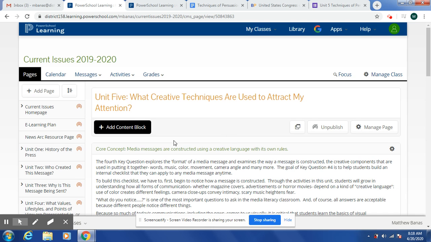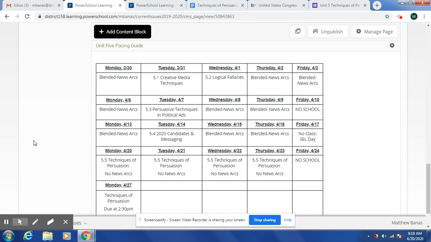All right, current issue students, we are at the end of Unit 5. So good work. We have no news arcs this week. We have our end of the unit project, which I'll talk about right now. We'll start on it today. You'll have until next Monday to do it, a week from today. So I think it's more than enough time.